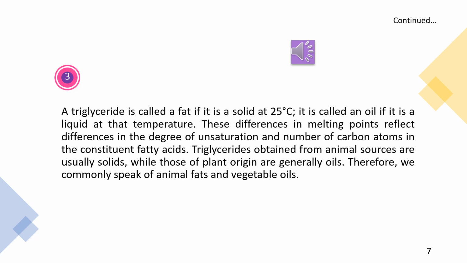So there are two forms in which a triglyceride is present. It is present in the form of solid or fat, or in the form of oil or liquid at room temperature. These differences show that there is a difference in their melting point, which reflects the degree of unsaturation in the triglyceride, and the number of carbon atoms present in the constituent fatty acids.